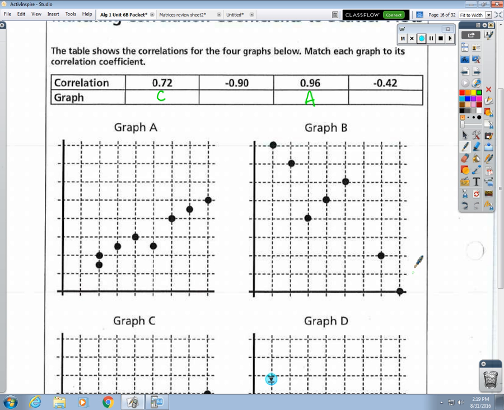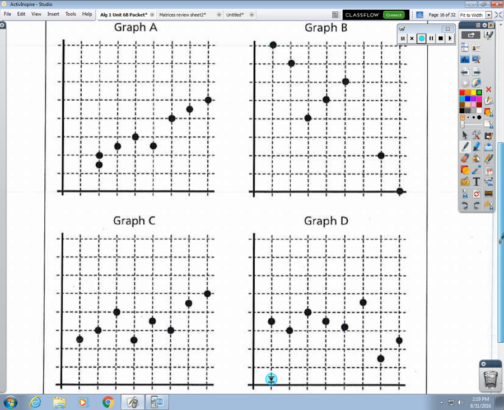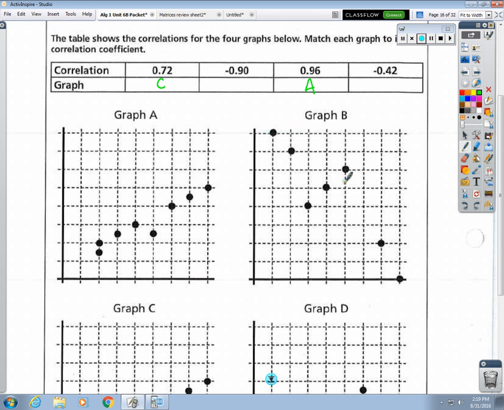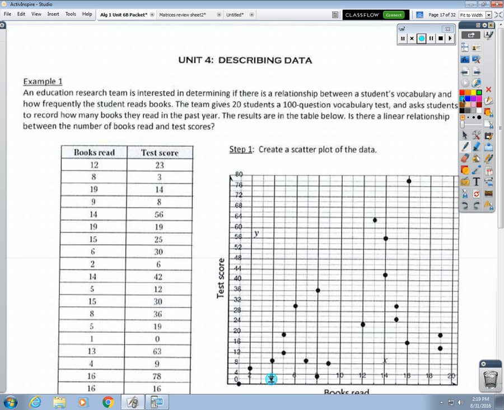Okay, then between B and D, they're both negative, but which one is stronger? B, so which one is it? -0.90 is closer to -1, right? Think about it, that's only 0.10 away. So B, and so this one would be D. Okay? Alright, so now you basically kind of understand what the correlation coefficient is. Now we're going to actually find how to calculate it and find one.